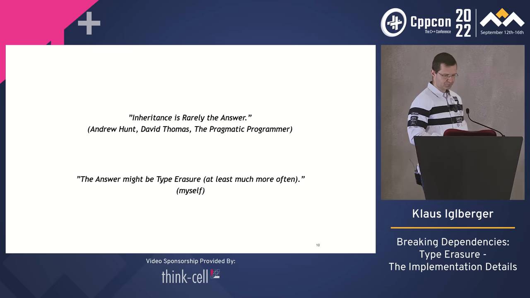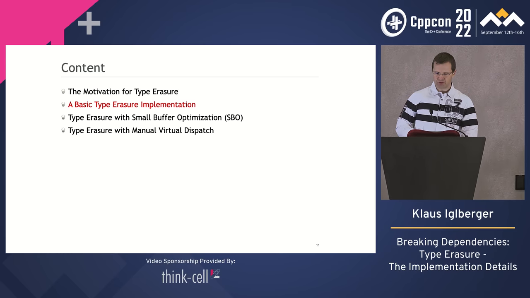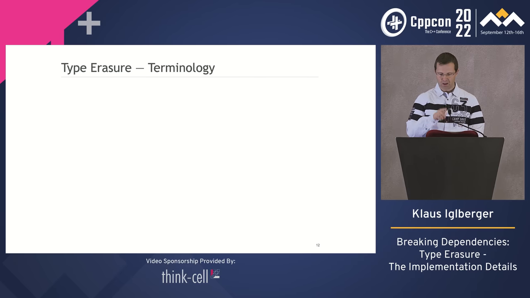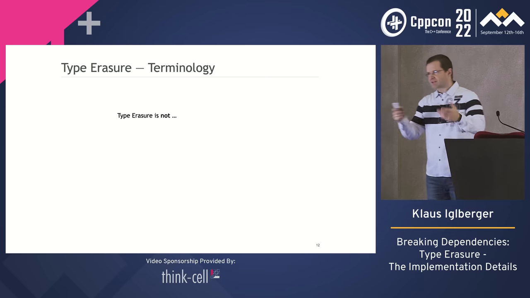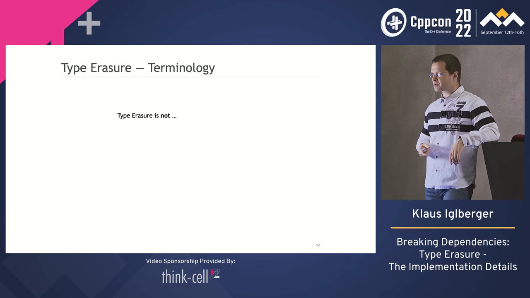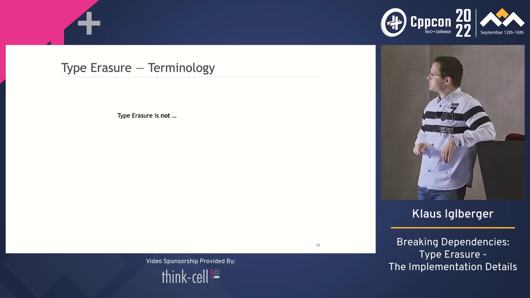It depends. So let's take a look at a basic implementation, which is now a little similar to what I've done last year, but I will dig deeper, a little deeper at least, in here too. But first, the terminology, because type erasure is a heavily overloaded term. Also in other programming languages, the term is used for many different things. In C++, we use it for a specific thing.